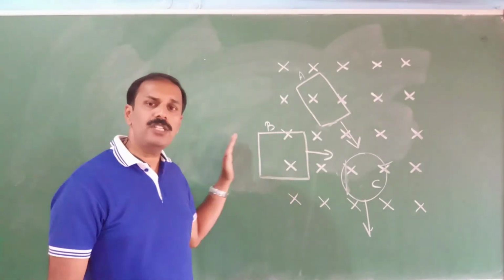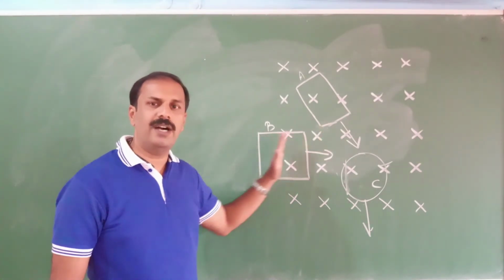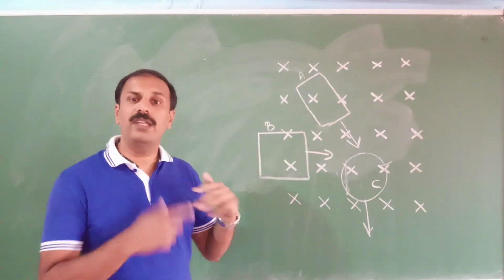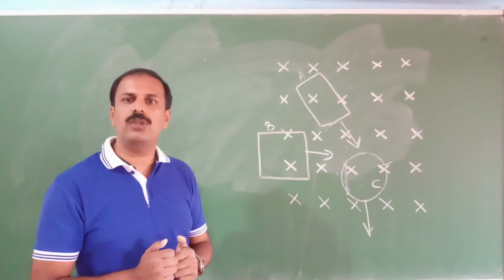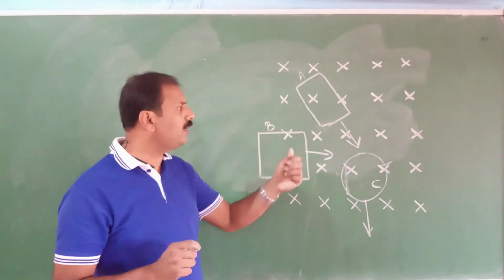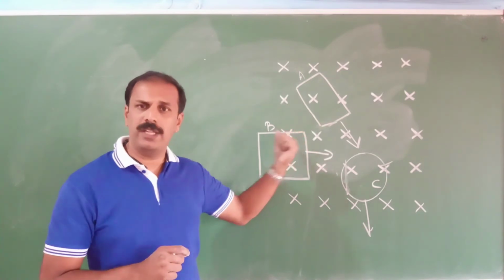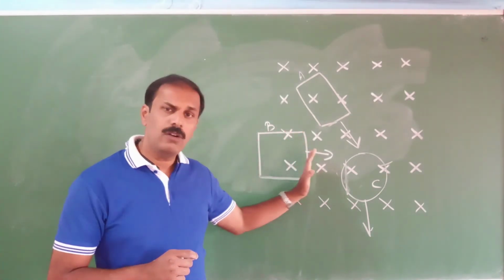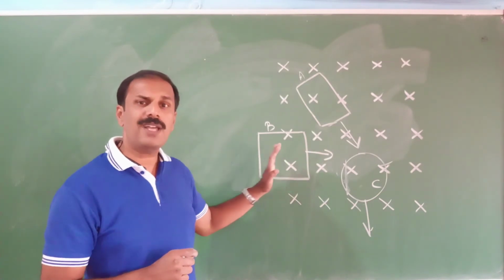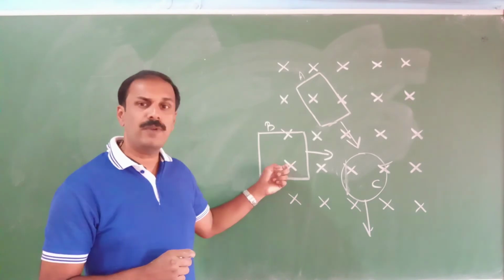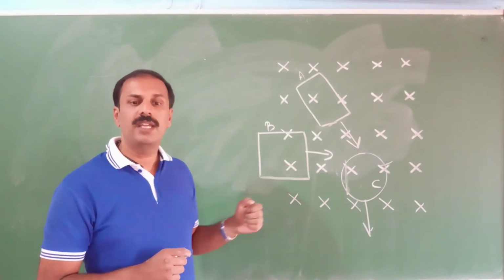Now when you move this one toward here, what happens actually? In this loop, the magnetic field increases or decreases. That's what you have to check second. So already we got this point, that is the magnetic field is into the plane of the paper. Second one is, when you are taking this one here, what happens? The magnetic flux inside this area is increasing.